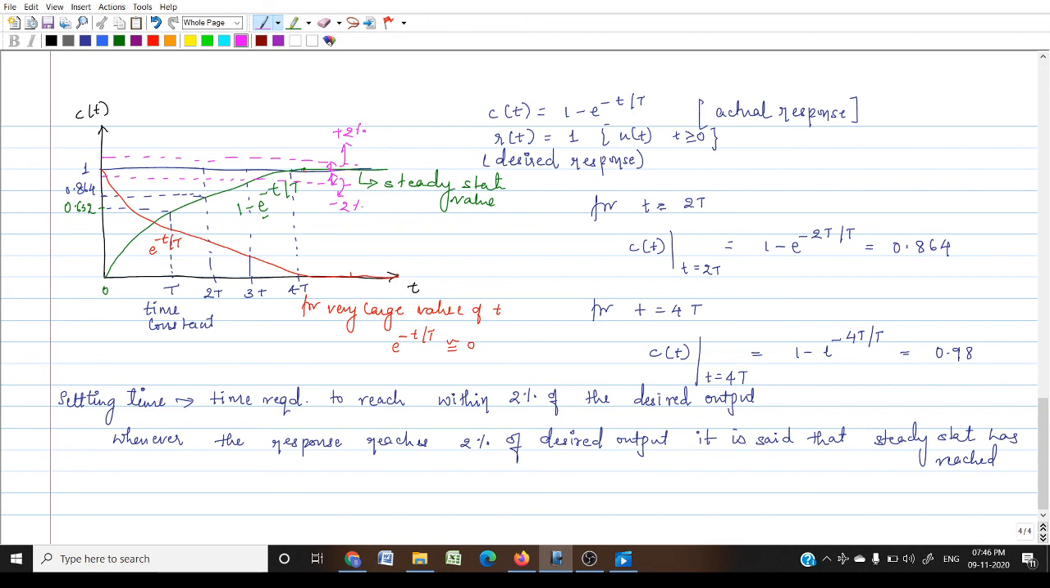Now normally your settling time is approximately equal to 4 times the time constant. How do we say that? Graphically we have seen that C of t at t equal to 4t is equal to 0.98, which means the response has reached within the 2% envelope. So we can say that 4t is the settling time of the system, but we need to derive it. The derivation is nothing but the inverse of this equation, which will give us the settling time.